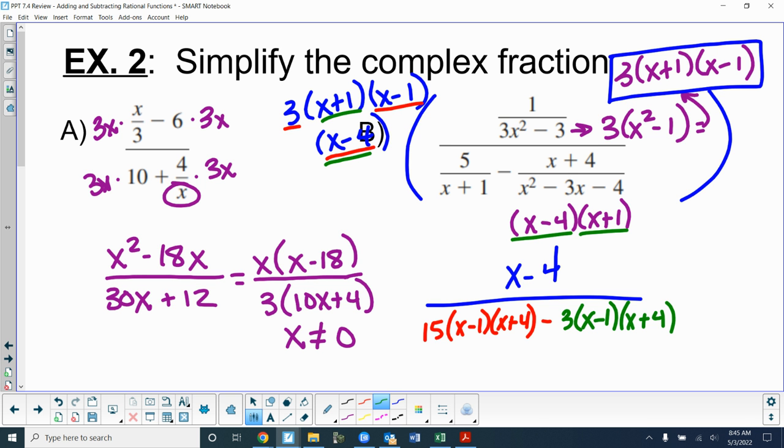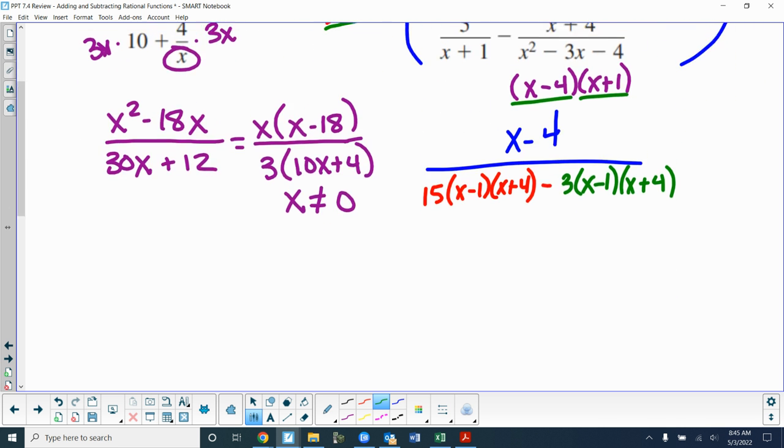All right? So if I do the red problem, I think I'm going to go 15x minus 15. I want to distribute the 15 first, and then FOIL it. So 15x minus 15 when I distribute it there times x plus 4. So 15x times x is 15x squared. 15x times 4 is 60x. Negative 15 times x is negative 15x. And negative 15 times 4 is negative 60. Okay?